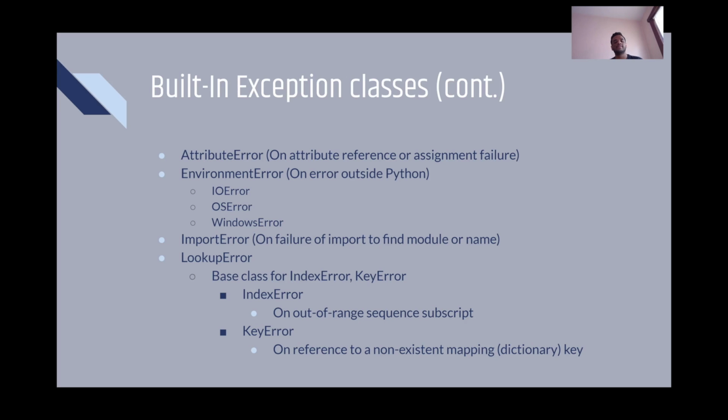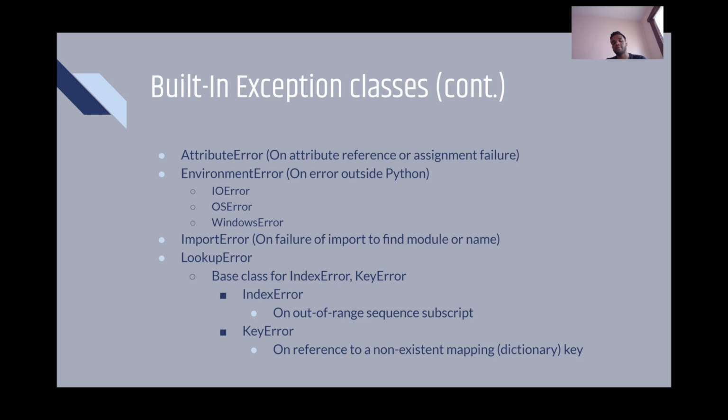The lookup errors. These are the indexing or key errors. Some of the lookup errors could be the index error, on out of range sequence subscripts. Anything that's out of range on a list or a string will be an index error. An index error is only raised when indexing is out of range.